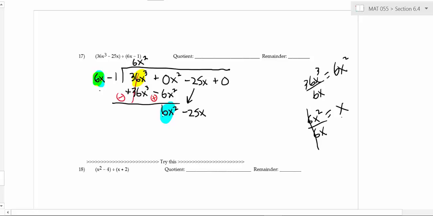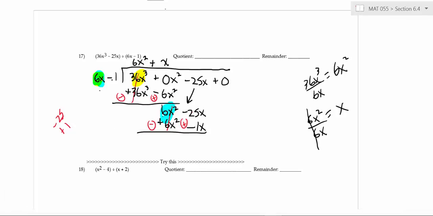One of the x's crosses out, so you're going to record a plus x like that. Now multiply. X times 6x is positive 6x squared. X times negative 1 is negative 1x, or just negative x. Now we're ready to subtract, so we change the signs. That'll cancel out. We're doing negative 25 plus 1, so that's negative 24x.